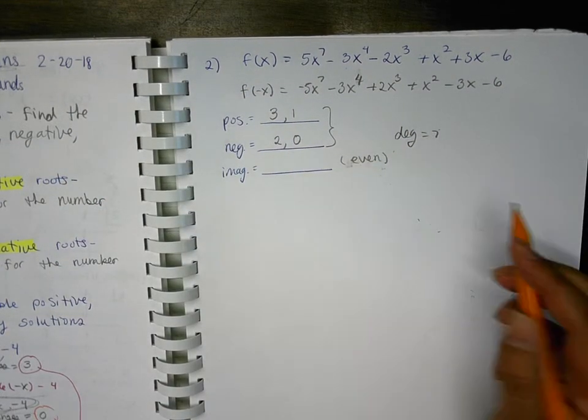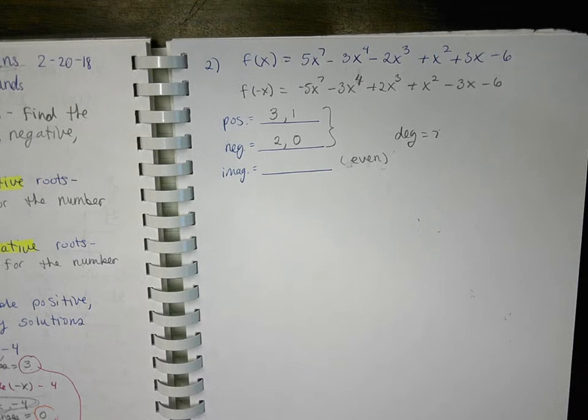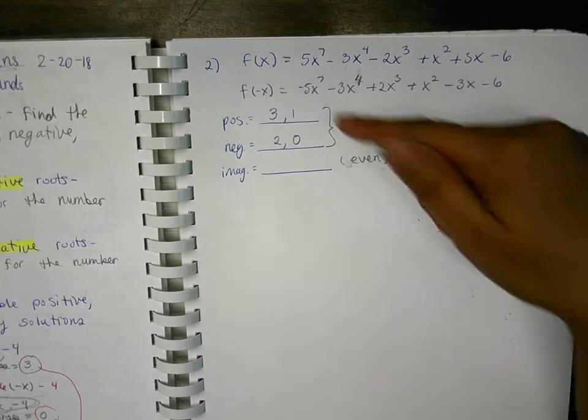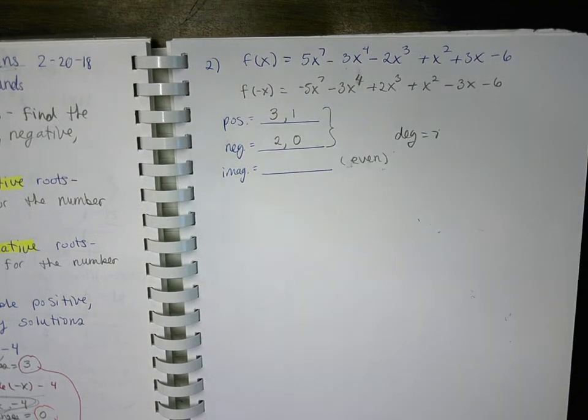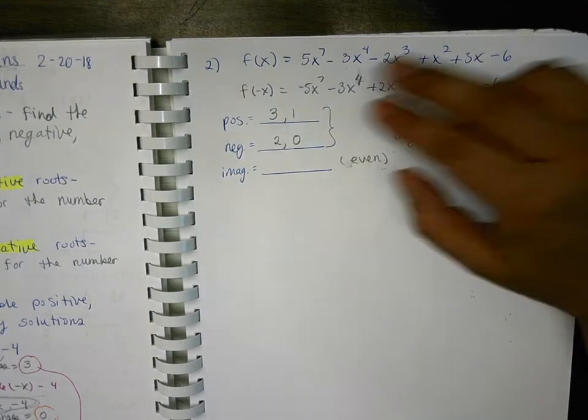2, 4, 6, 8 is what I'm talking about: even. So let's just put the word even there, if that makes more sense. All right, and it should happen on its own. You shouldn't force it to happen. If it doesn't happen on its own, you've made a mistake somewhere back in here.